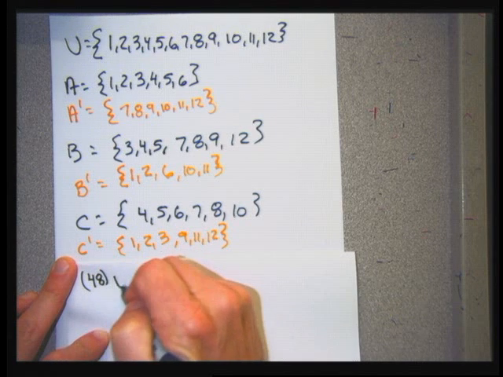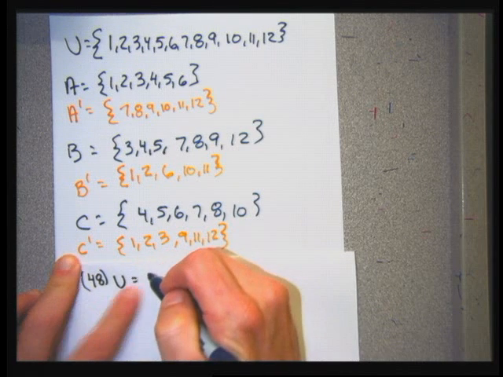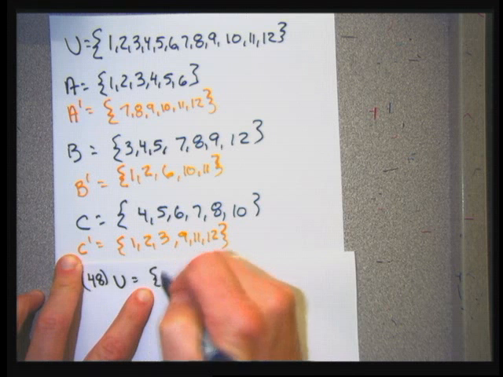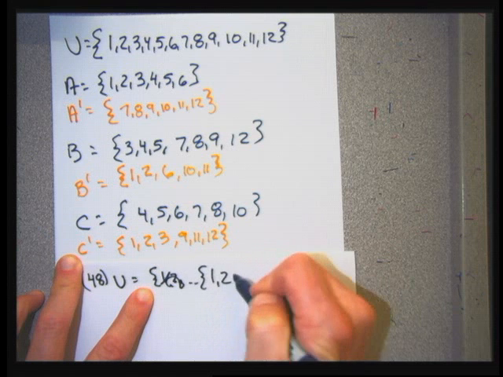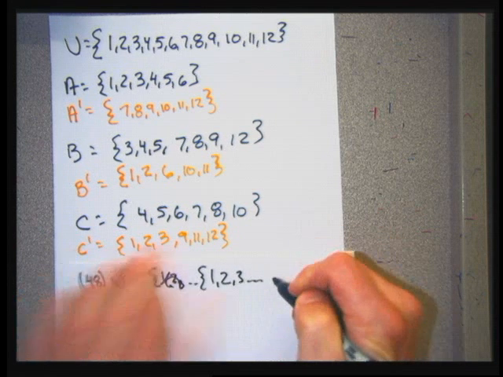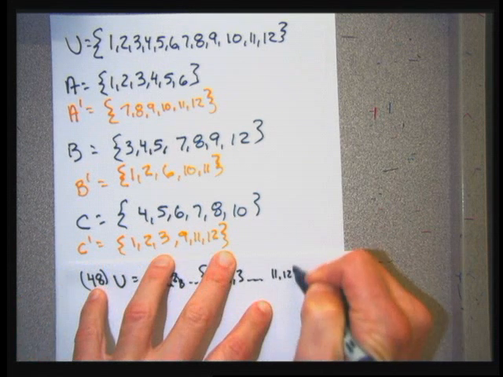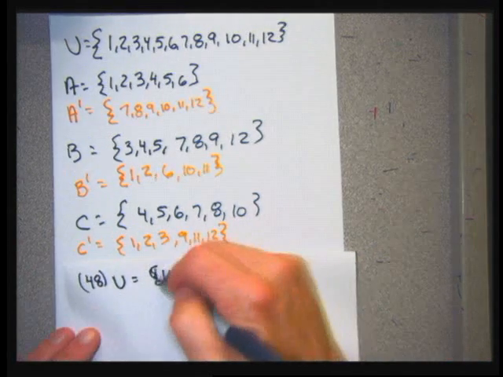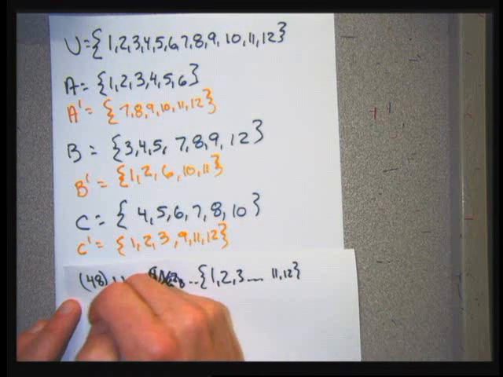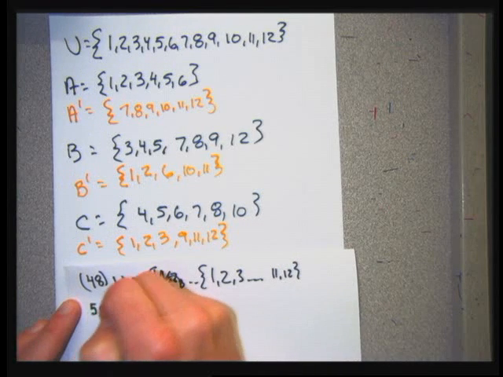48, the author asked me to find U, and U is just the set 1, 2, 3. I would be lazy: 1, 2, 3, dot, dot, dot, 11, 12. You can write all the numbers between 1 and 12, but something so I could tell, U as the numbers from 1 to 12 would be fine. That's any number that's in any circle.